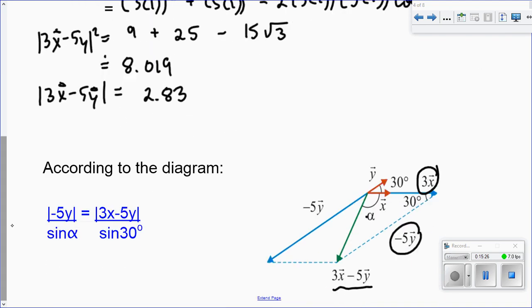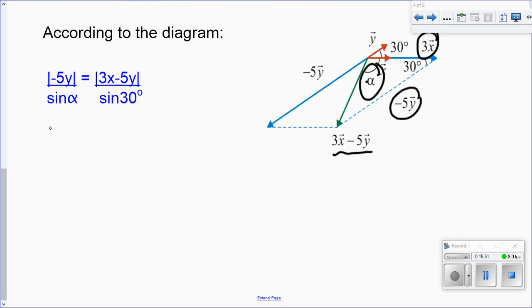All right, so now we have to find the degree measure. In this case, the orientation of this vector, I'm going to use the sine law. I need to find that side, and that's opposite the -5y. The sine of 30 is across from the resultant vector 3x minus 5y. If I do the sine law here, that'll be the absolute value of -5 times 1, over the sine of what I'm trying to find. This result I just found, that's the 2.83. And then the sine of 30 is 0.5. The absolute value of -5 is 5.